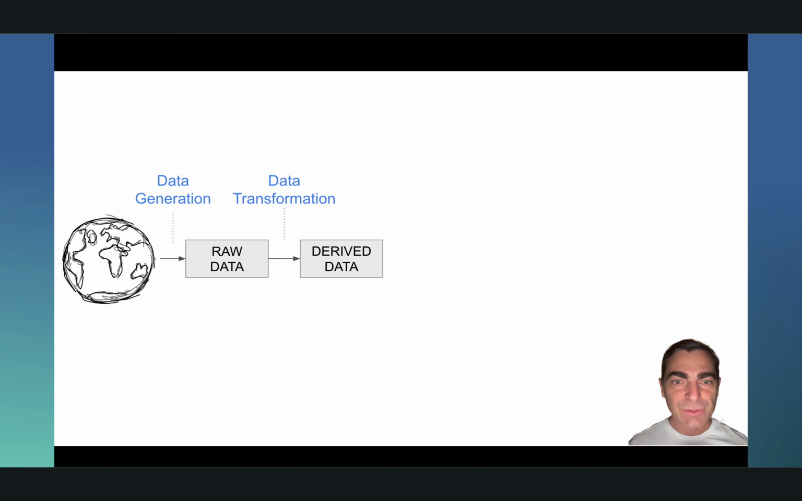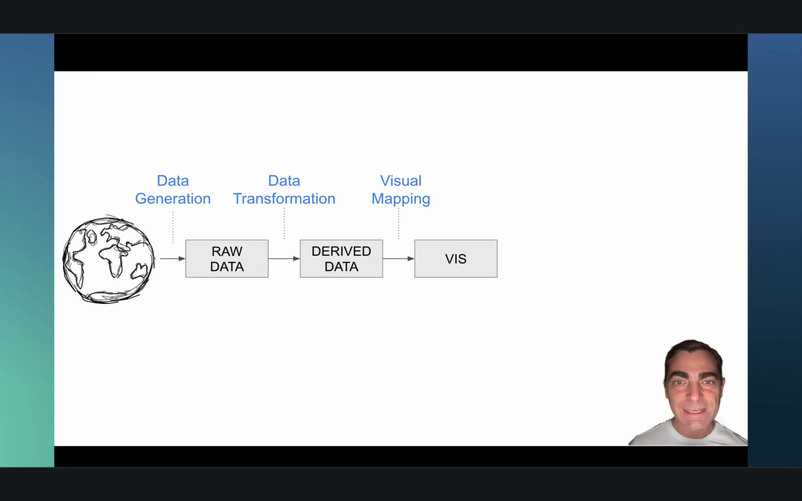Then we have what I like to call derived data. So we transform the data in order to extract the information that eventually we want to visualize. So this means that we have a lot of leverage in transforming the data and extracting out of it the information that we need. Then we have what we call visual mapping, or sometimes also called visual encoding. That is the actual step of taking this information and mapping it to visual representations.